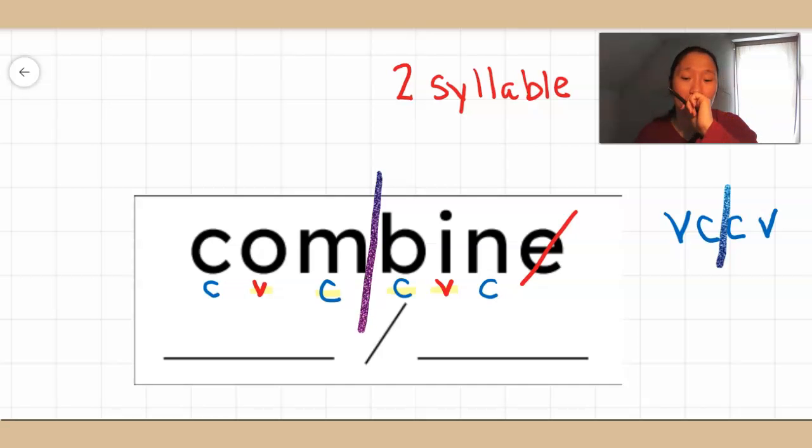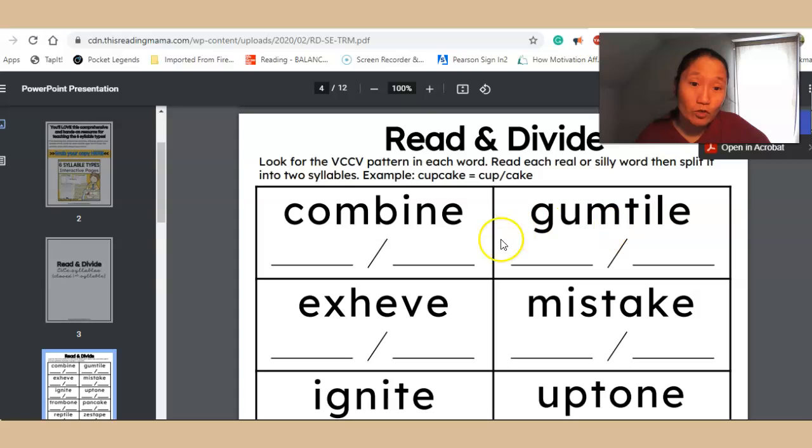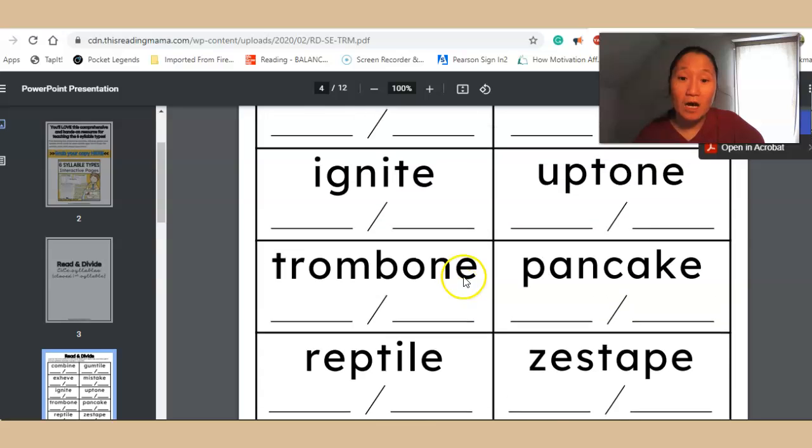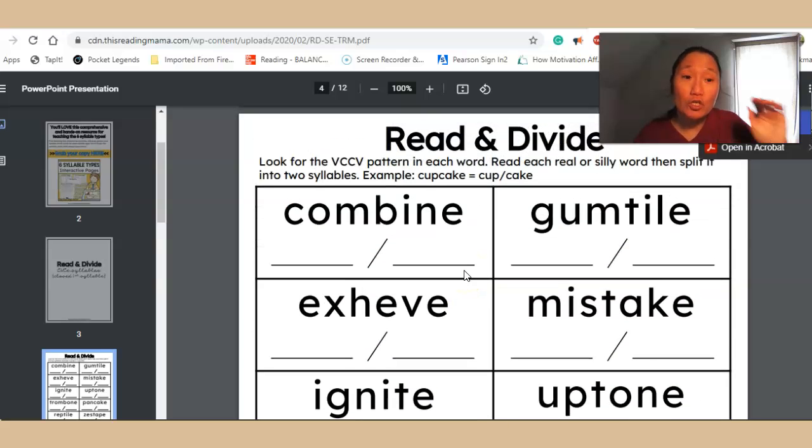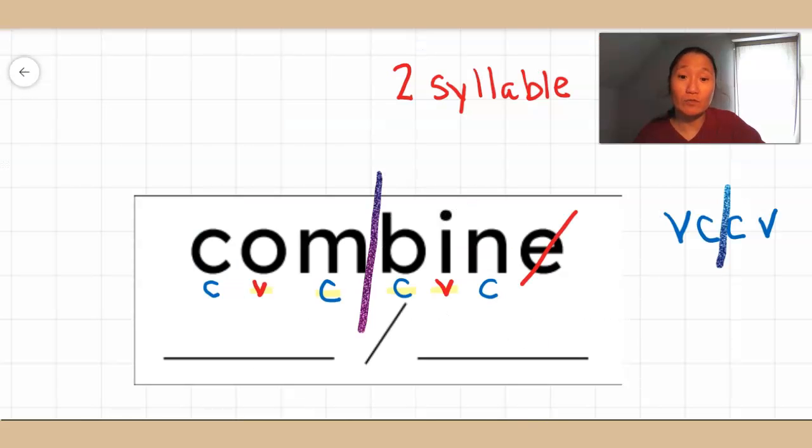Now that you've broken it there, you need to mark, and every mark that I'm making on this word also needs to show up on every word that you're going to do over here. So these words right here, like gum, combine, gum tile, exheave, mistake, ignite, uptone, those words, you need to mark those up. And they need to look just like the words that I'm doing right here. You need to make every single mark.